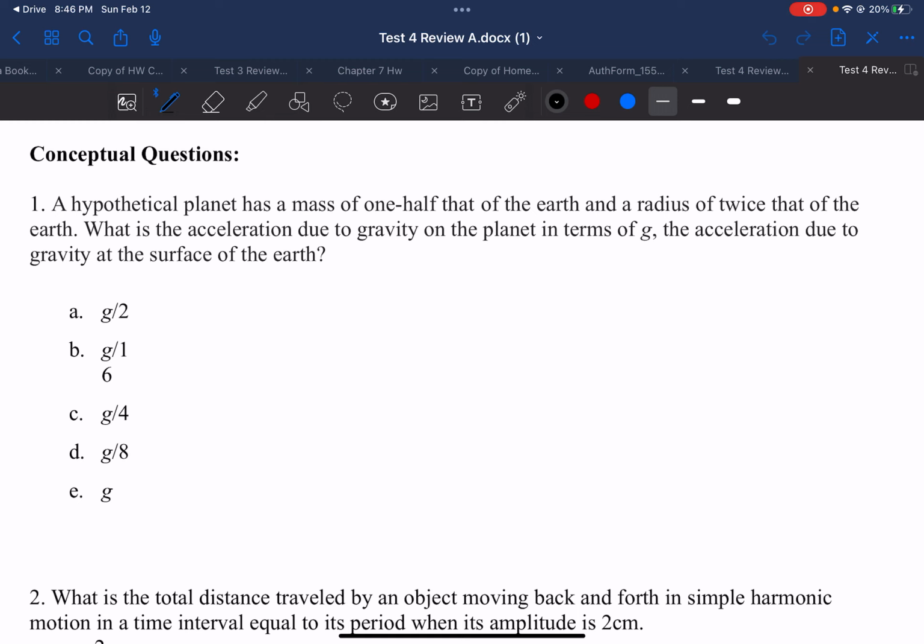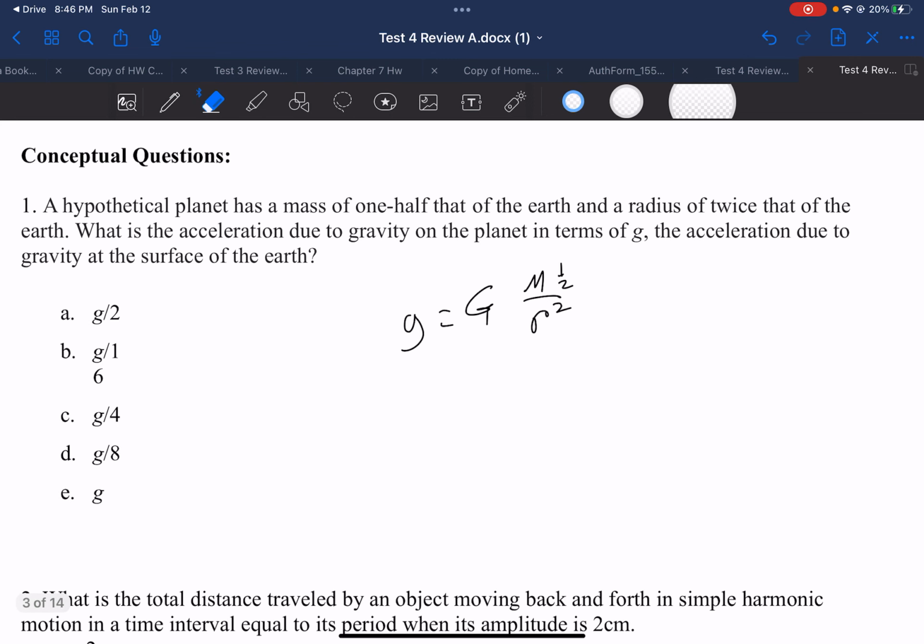The acceleration due to gravity at the surface of Earth is given by the equation small g equals big G times the mass of Earth divided by the radius of Earth squared. We are told on this fictitious planet the mass is going to be 1/2 and that the radius is going to be doubled. What happens when you multiply the mass by 1/2? Since the mass is in the numerator, it is directly proportional to gravity. So halving the mass is going to cause gravity to be halved. So we know already that whatever gravity on Earth is, we're going to have to divide it by 2.